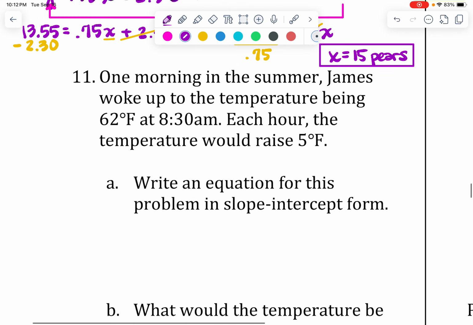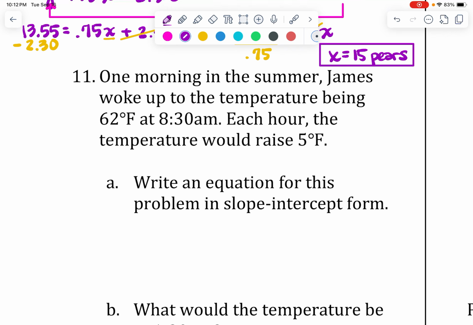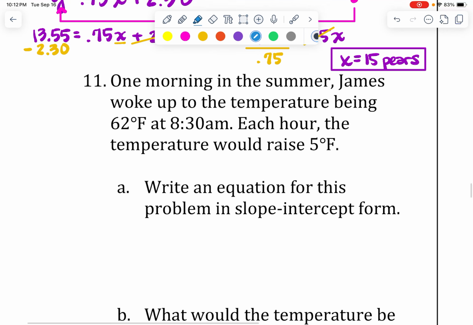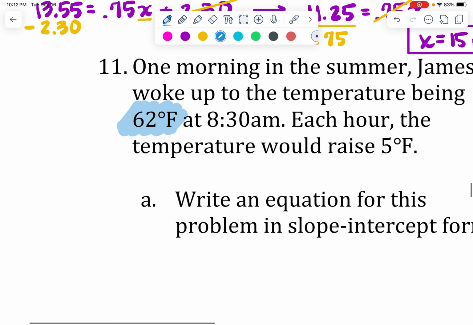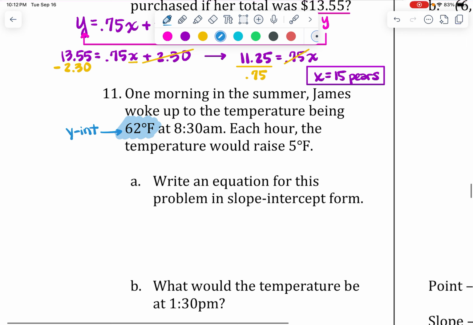Next one. One morning, James woke up and the temperature was 62 degrees at 8:30 a.m. Each hour, the temperature would raise 5 degrees Fahrenheit. He woke up at 8:30 a.m., and we're going to call that his starting temperature, even though it wasn't like midnight or whatever. Because it's the first temperature he felt that day, that's going to be his y-intercept.